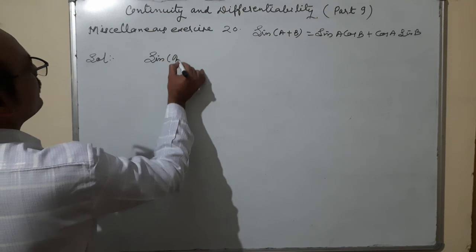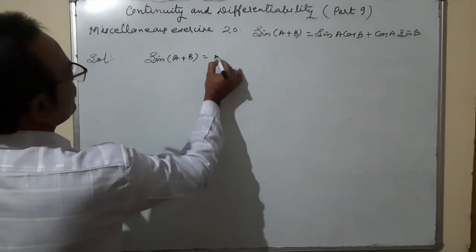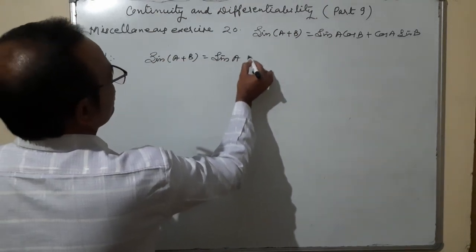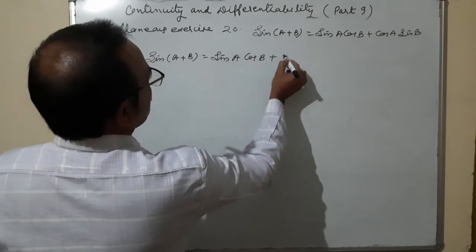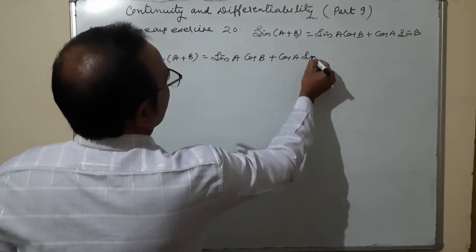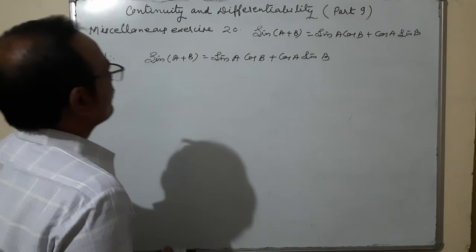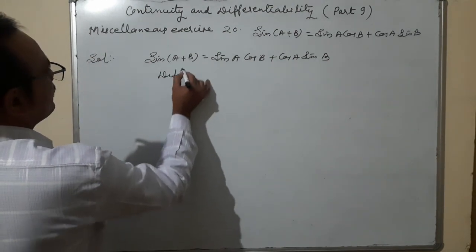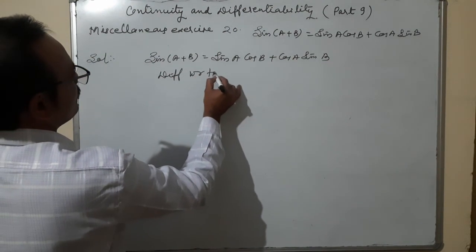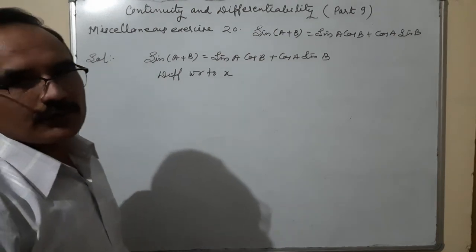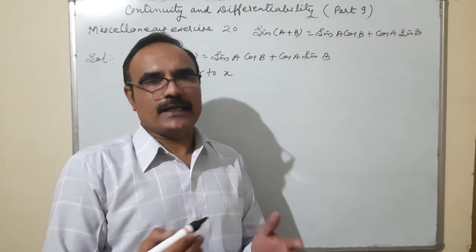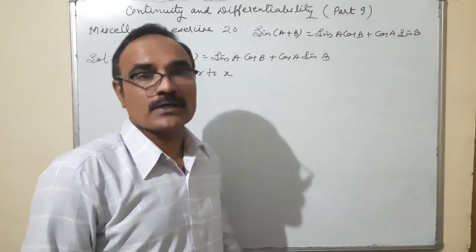sin(a + b) is equal to sin a cos b plus cos a sin b. Okay. Differentiate with respect to x. And a and b should be taken as functions.